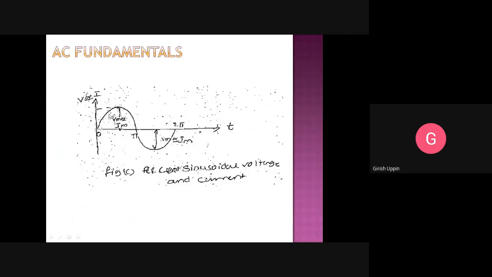Now the magnitude was changing, now it has changed the direction, and in the opposite direction it will reach a peak value, that is minus Vm or minus Im. Again it will gradually decrease and become zero, and then the same cycles will keep on repeating.